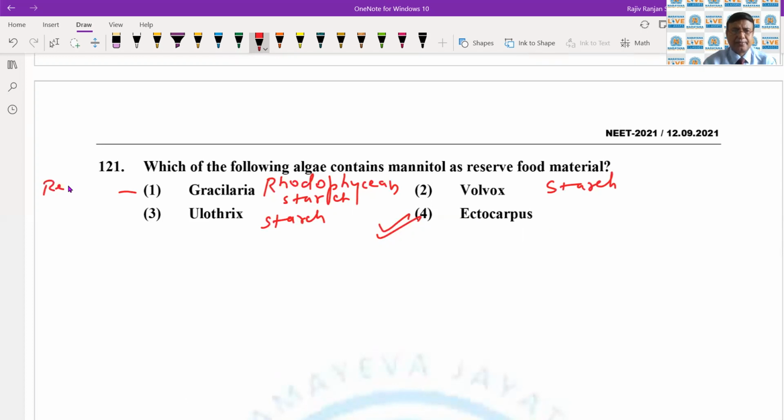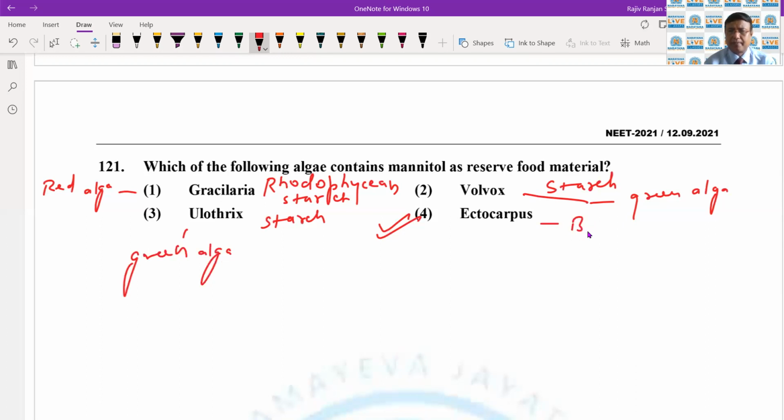Gracilaria is a red alga. Volvox is a green alga. Ulothrix is also a green alga. And Ectocarpus is a brown alga. Brown algae contain food in the form of laminarin and mannitol.